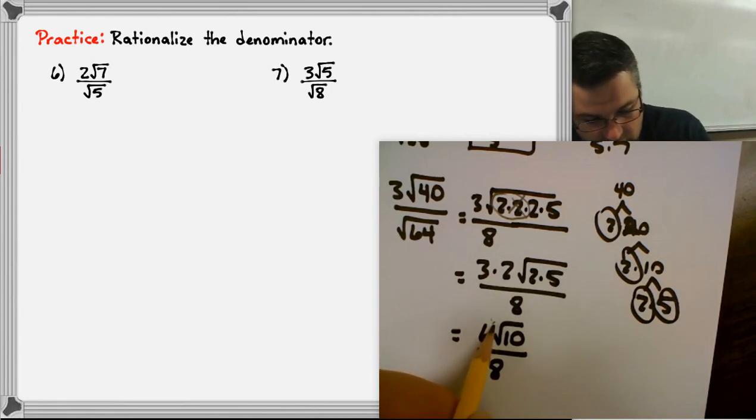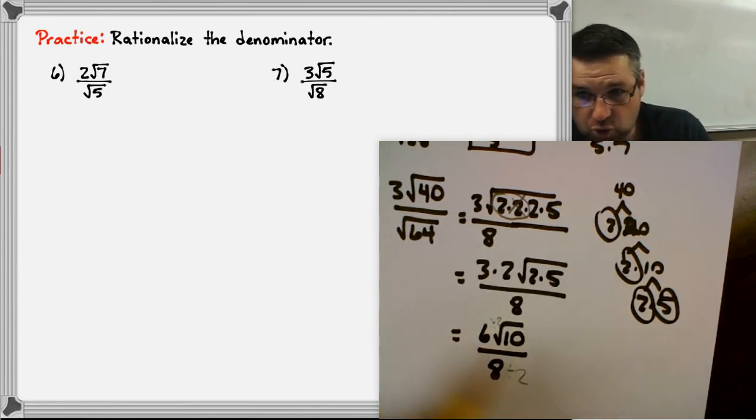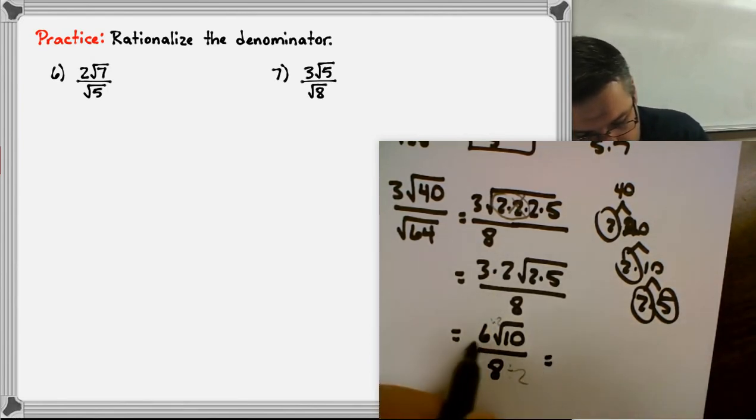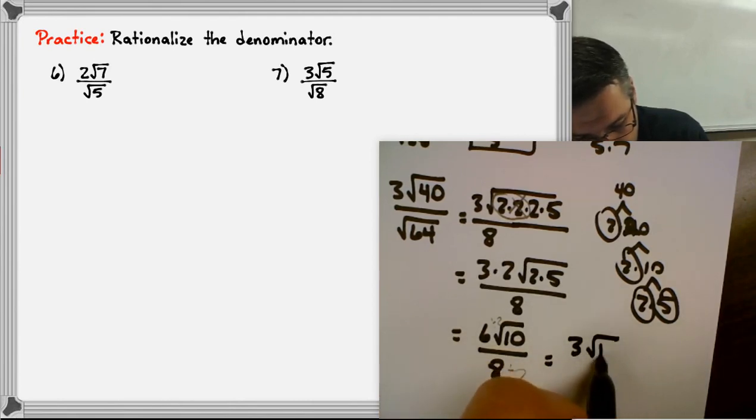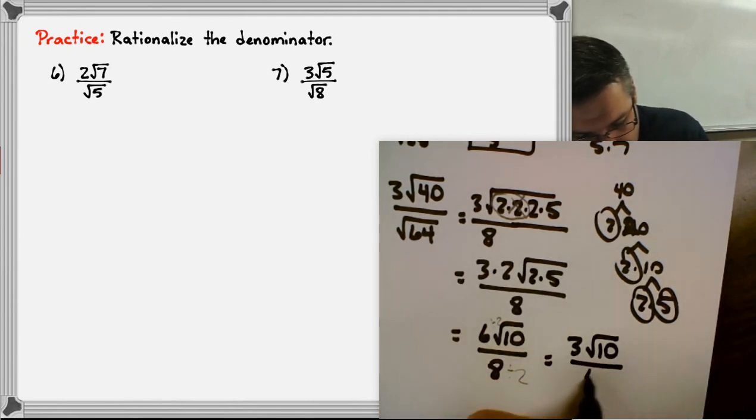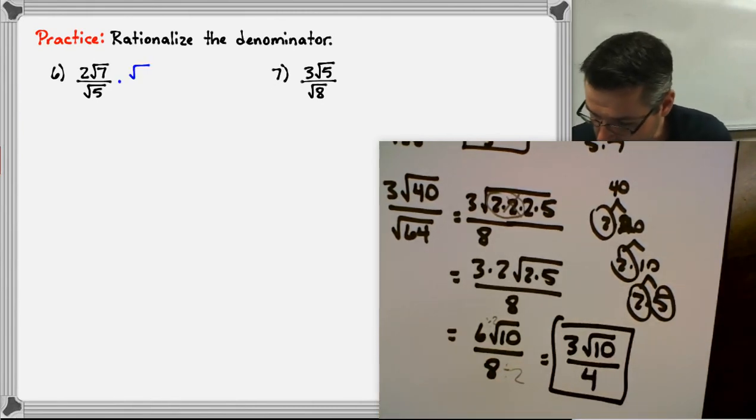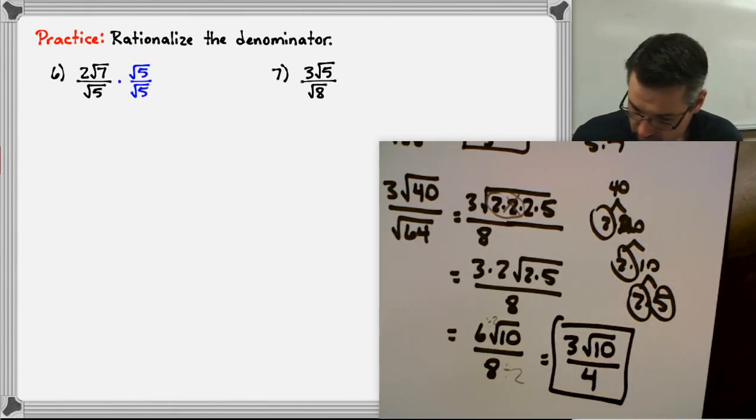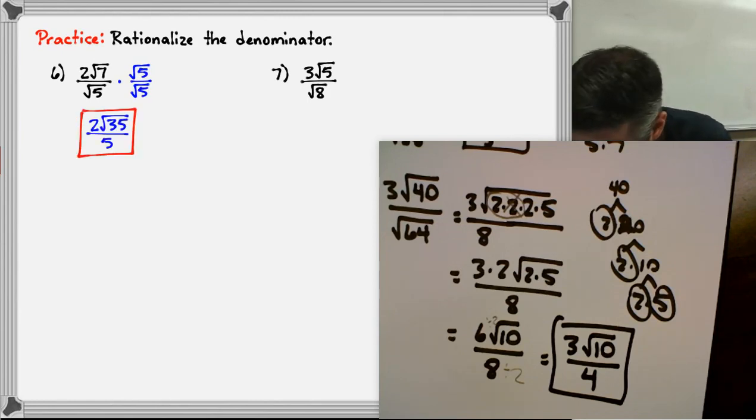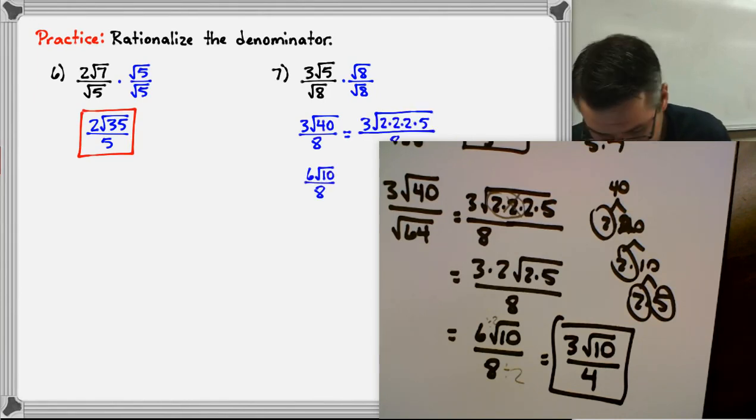8 can be reduced. So I can reduce the 6 and the 8 both by 2. So we end up with 6 divided by 2 is 3. So we get 3 rad 10. And then 8 divided by 2 is 4. And so that is our final answer for number 6. All right, so sorry, number 7. All right, just making sure I'm right here. We get 3 rad 10 over 4, so that's perfect.